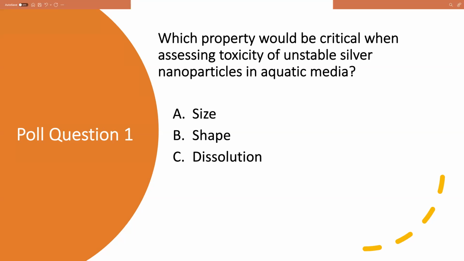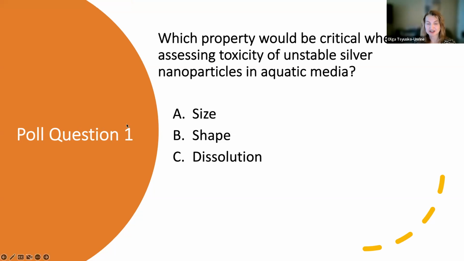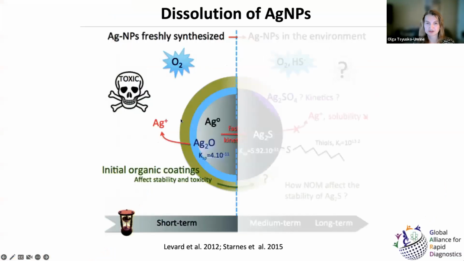And someone else put C, someone put A. I see. So there is some confusion, right? A little bit. And actually, in a way, they would be correct that size and shape would have an effect too. But in the equation, I put unstable. Unstable meaning they're prone to dissolution. And yes, C would be really important for determining toxicity of silver.